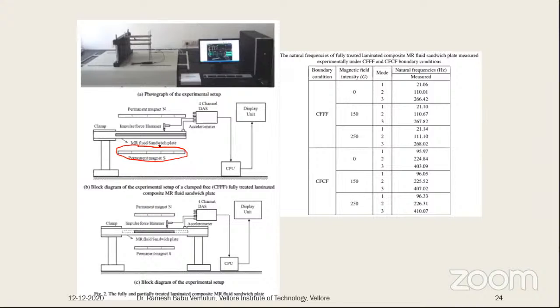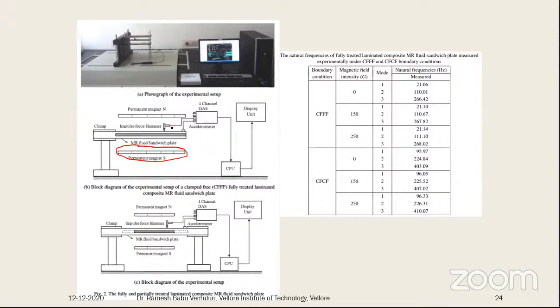So for the schematic or block diagram, this is one accelerometer, and there is a 4-channel data acquisition control system. This is an impulse hammer, and then the accelerometer, and both are connected with a DAQ, data acquisition control. Using this hammer, we apply a force, normally for free vibration.